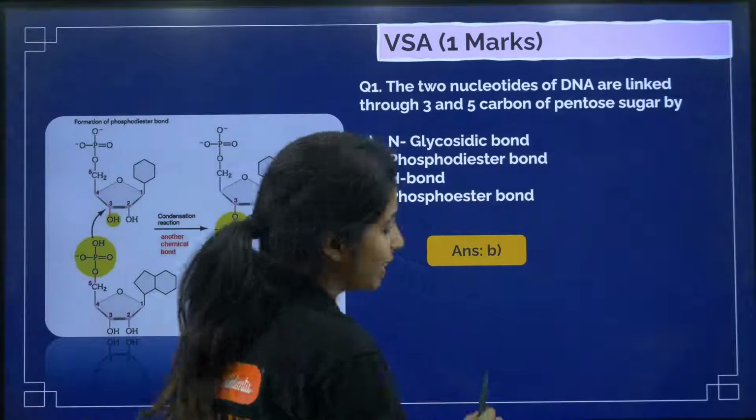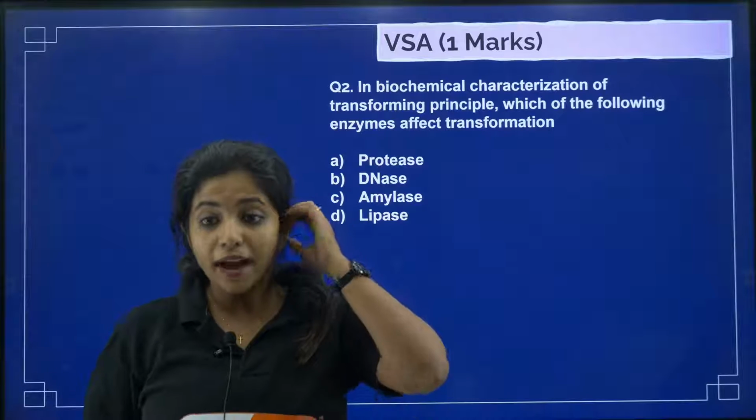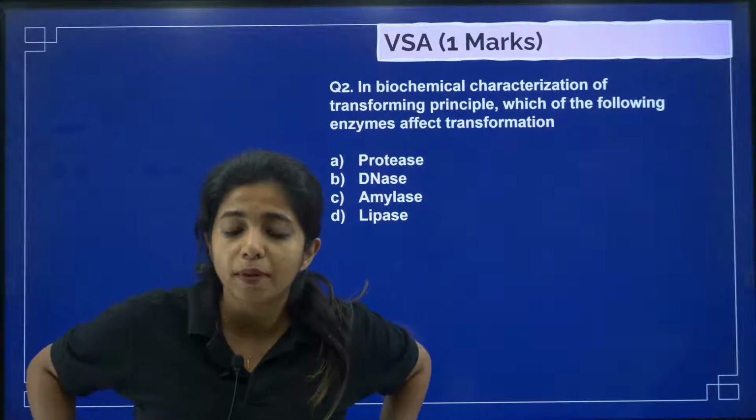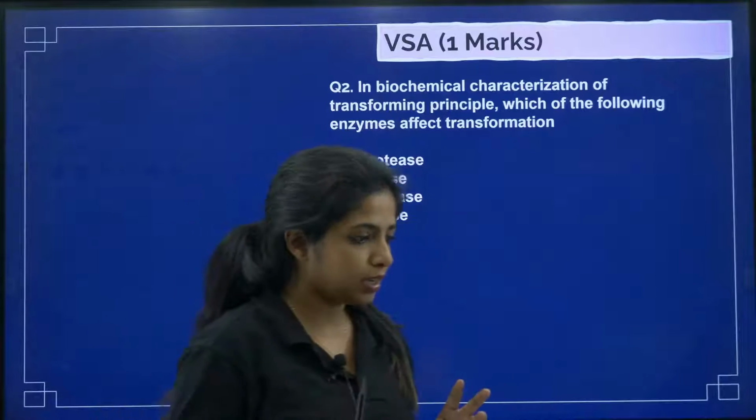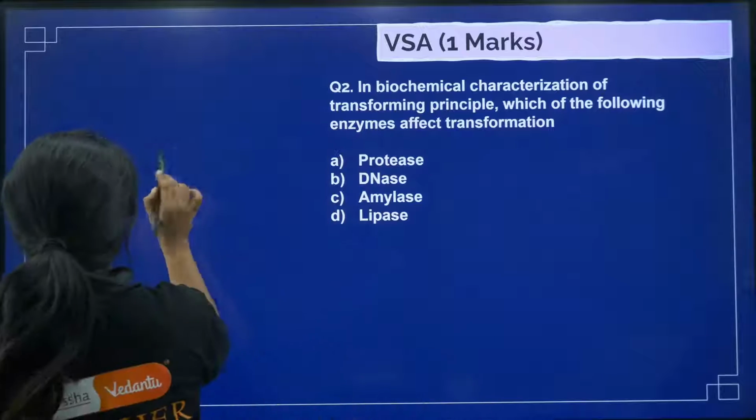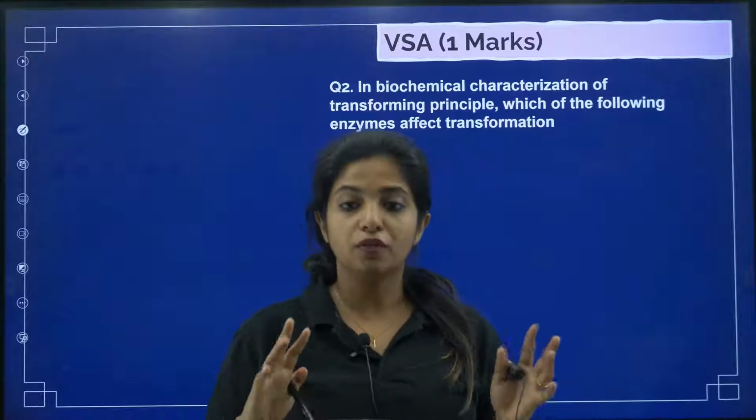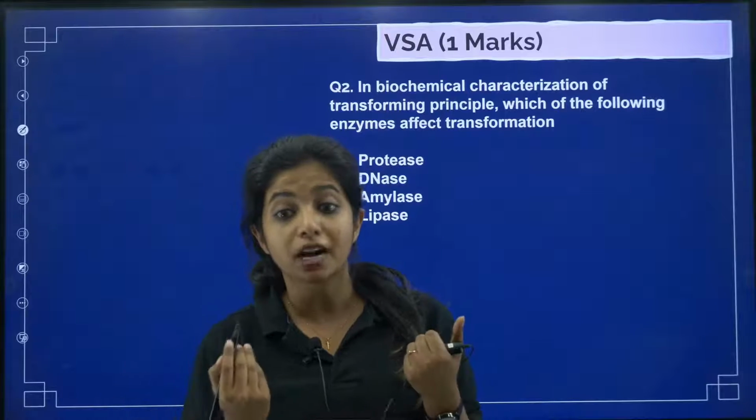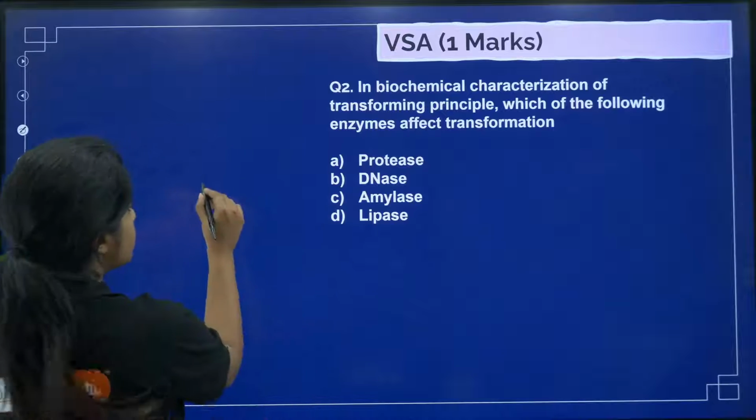Yes, exactly, Pratima. Great. Let's move on to the next question. In biochemical characterization of transforming principle, which of the following enzymes affect transformation? Which of the enzyme do you think affects transformation? As in, what was in this whole process? In this whole process of transforming principle experiment, it was done by who, children? Who was the person who was behind it? Who did the transforming principle experiment?